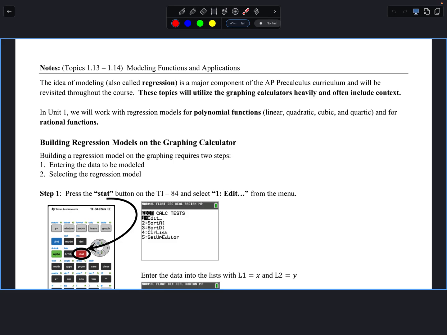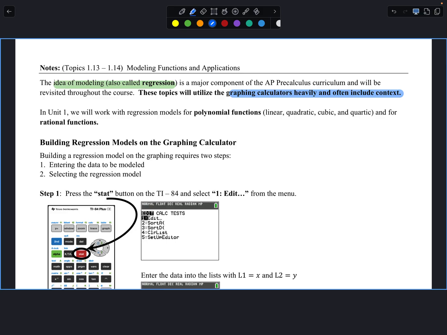All right, so the idea of modeling is also called regression. It is a major component of the AP Calculus curriculum and will be revisited throughout the course. These topics will utilize graphing calculators heavily and often include context. So those of you that are my juniors thinking about taking stats next year, this will come up in AP Stats, using your calculator to model.